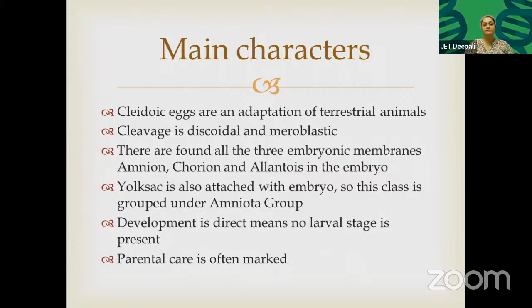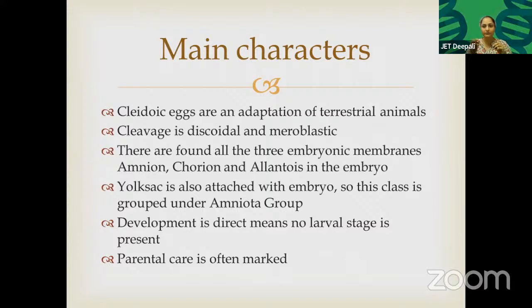Cleidoic eggs are an adaptation of terrestrial animals. Why are they an adaptation? Because they are not in a water body, they are out on the land. They have to face the summers, the harsh temperature, environment, weather conditions, storms, everything. Even human beings and other organisms can damage their eggs. So to protect their eggs from the harsh environment, they have a shell of calcium carbonate. This is a full cleidoic egg.